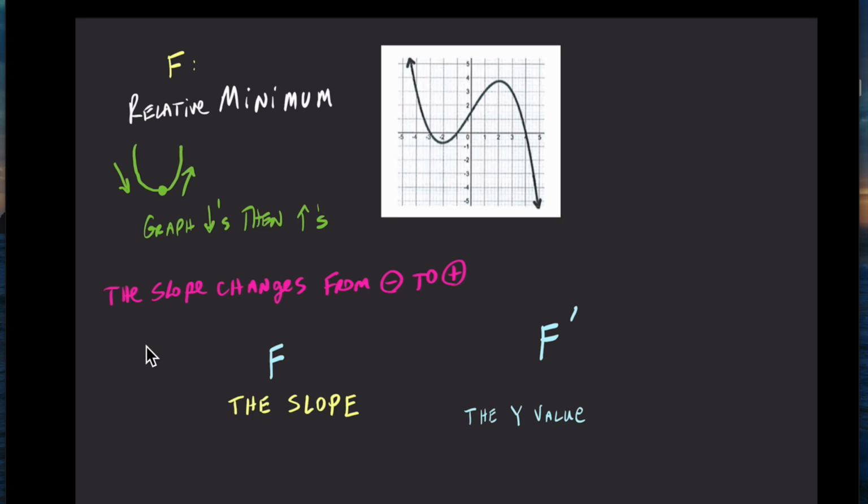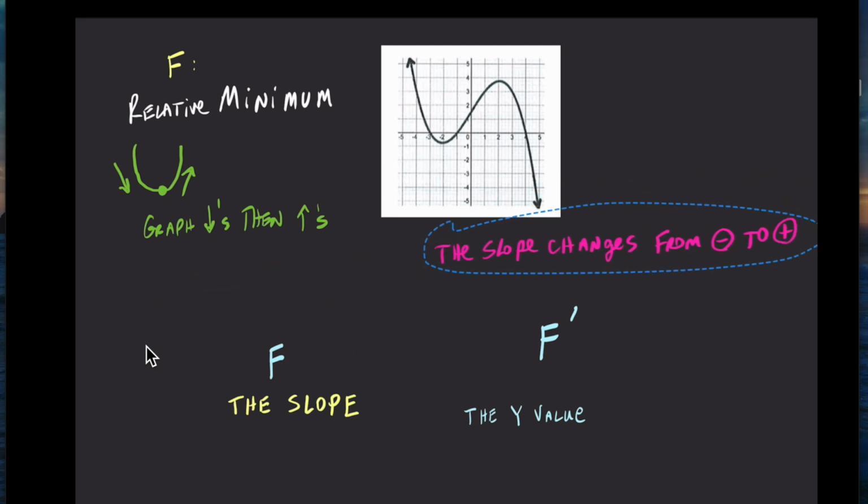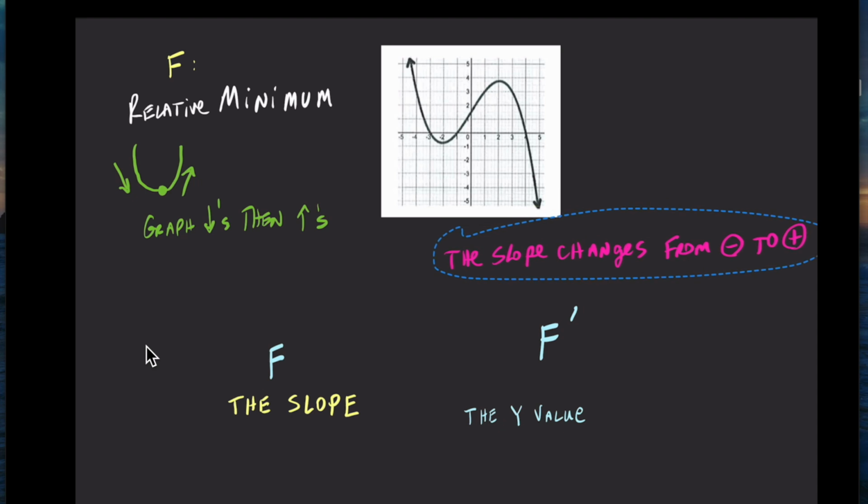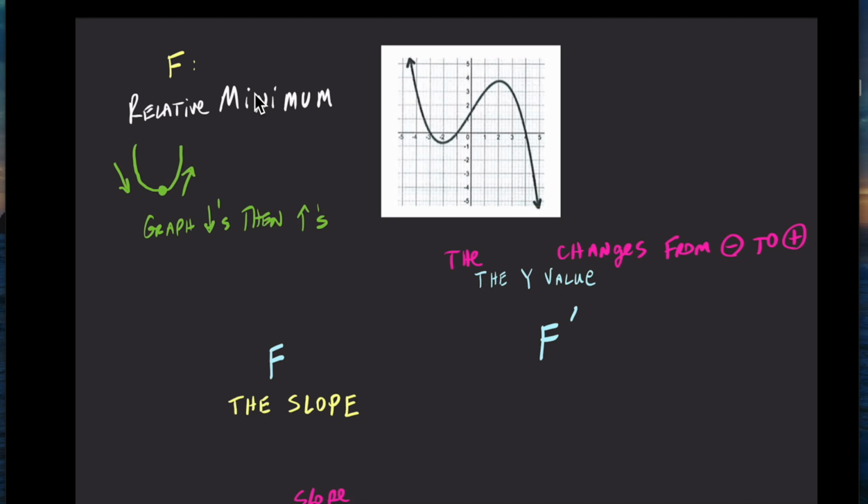Folks, we move this same exact sentence over to the f prime side. We take out the word slope and we replace it with the y value. So if we have a relative minimum on f, it means the y value of f prime is going to change from negative to positive, and that's going to happen right here. It's going to change from negative to positive. Therefore, that will be a relative minimum on the f graph.